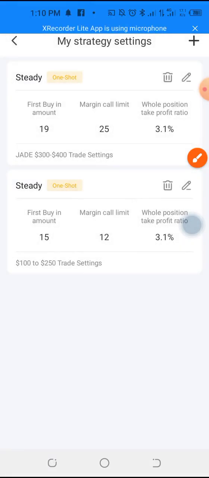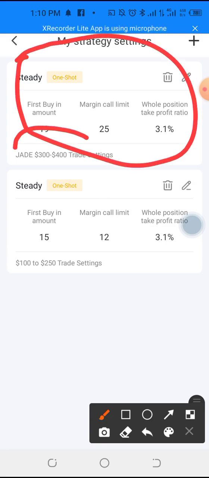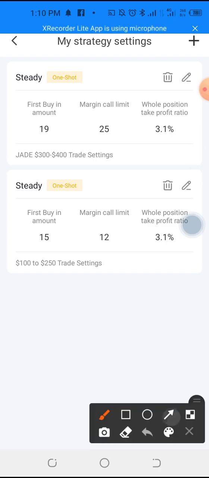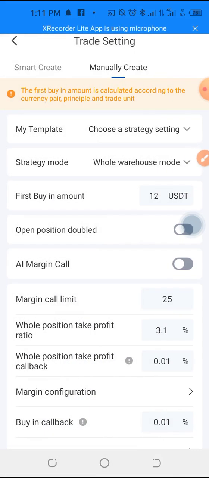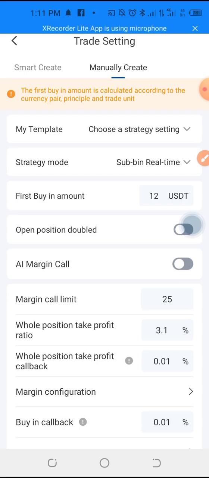Click it. I will now pick my setting for this account, because this account, as I'm using the J3 setting, so I'll tap this in the middle to import the setting. And the moment I come here, I must change this whole Warehouse mode to real-time settlement, so that the bot will be buying and selling in case the market goes down further.